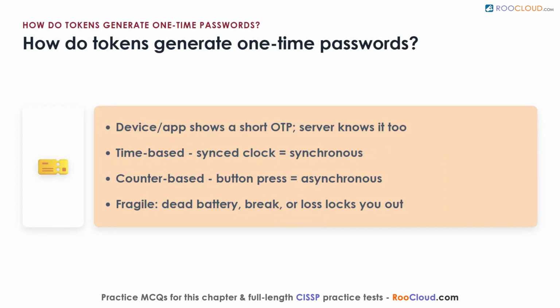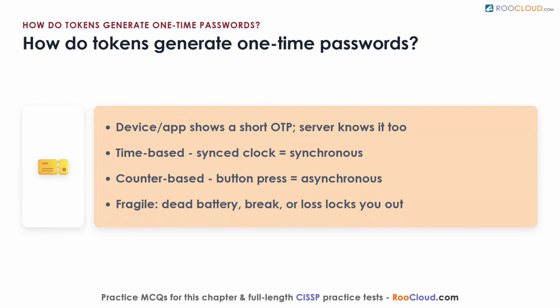How do authenticator tokens generate one-time passwords? An authenticator is a device or app that produces a short one-time password, and a matching server always knows the current value. You typically enter your username and password, then add the number from the authenticator, giving multi-factor strength. There are 2 flavors. A time-based one changes the code every so often and depends on the device and server sharing a synchronized clock, so it is called synchronous. A counter-based one uses an incrementing counter instead of a clock and only advances when you press a button, so it is called asynchronous. The catch is real-world fragility, since a dead battery, a break, or a lost device locks you out.